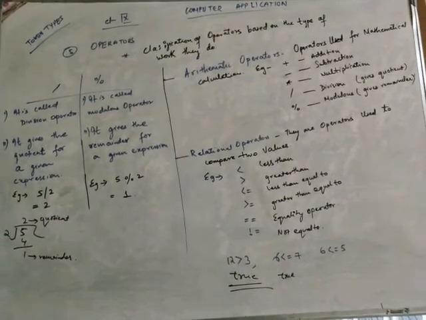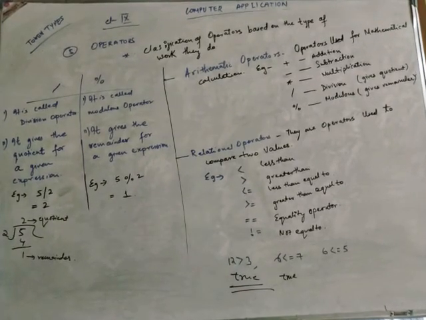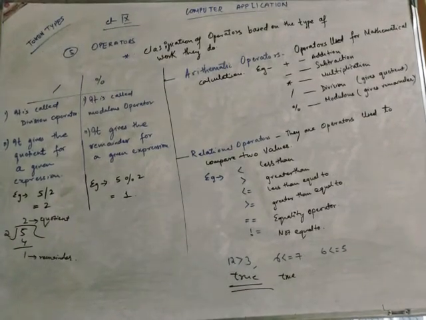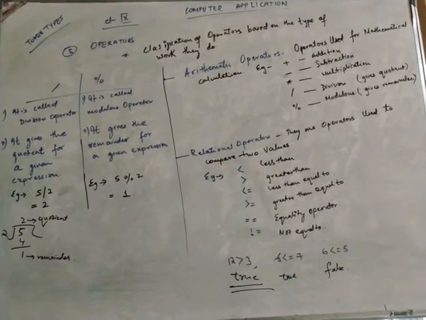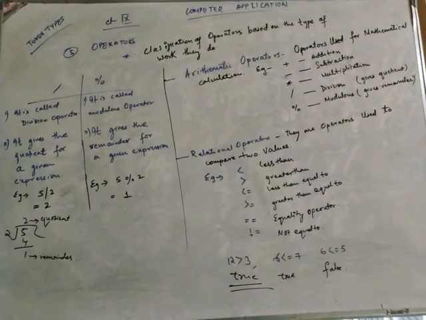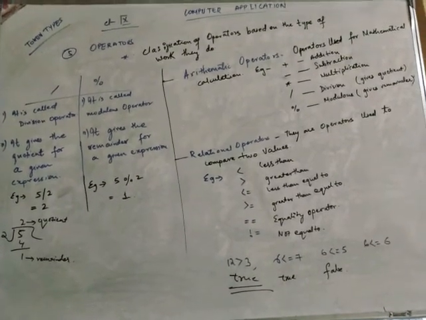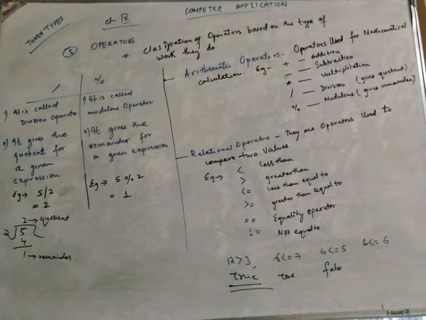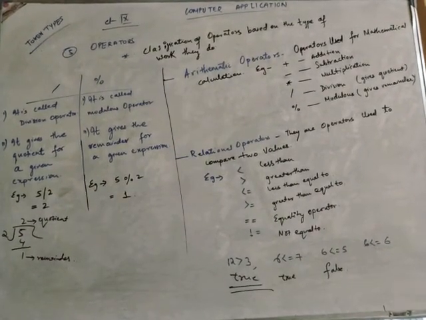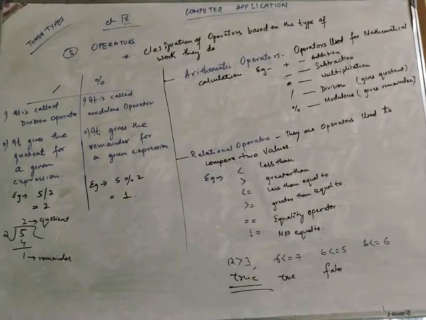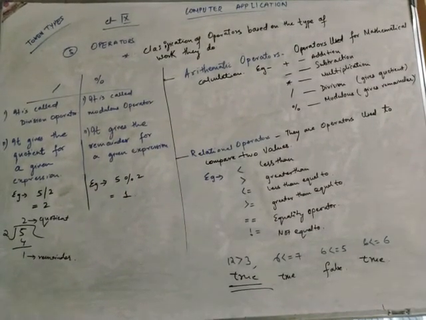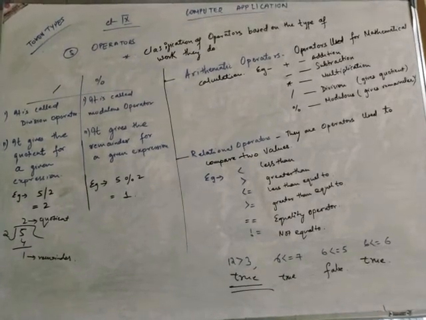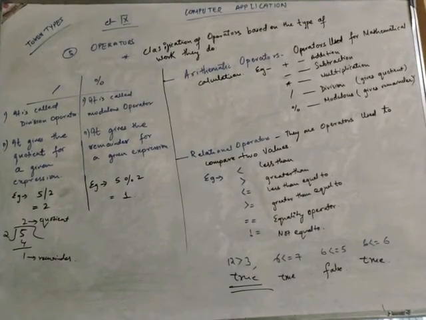Next one is 6 less than 5. 6 is not less than 5. Is 6 equal to 5? No, it is not equal to 5. So here it will be false. Clear all of you? Now if I write 6 less than or equal to 6, how will you understand it? Is 6 less than 6? No, but 6 is equal to 6. Yes, so it will be true here. Clear? This is how it works. In all these examples, we are comparing two values.